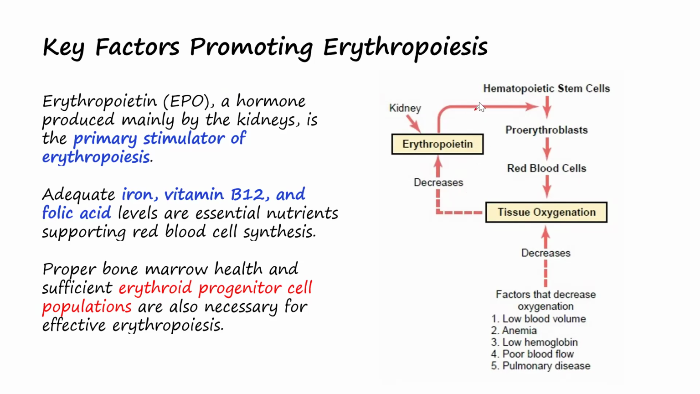Erythropoietin is very important in stimulating erythropoiesis, and this will subsequently lead to the generation of a lot of red blood cells, and as a result there will be an increase in oxygen transportation in the body system. So as you can see, the promoting factor is the kidney, and the factors that decrease oxygenation, low blood volume, anemia, low hemoglobin, poor blood flow, as well as pulmonary disease, are associated with a decrease in tissue oxygenation.